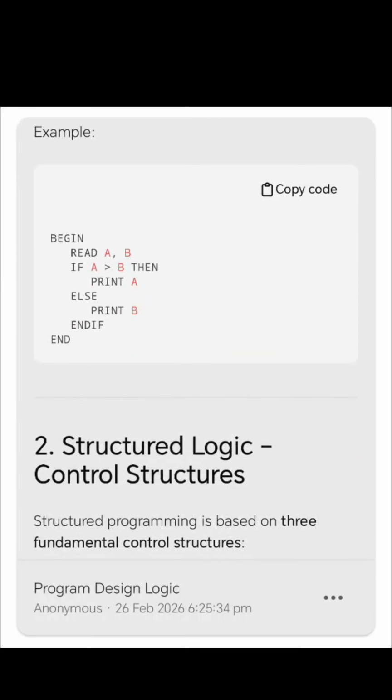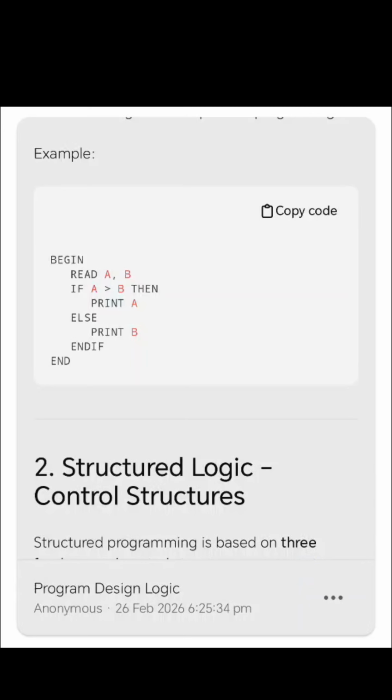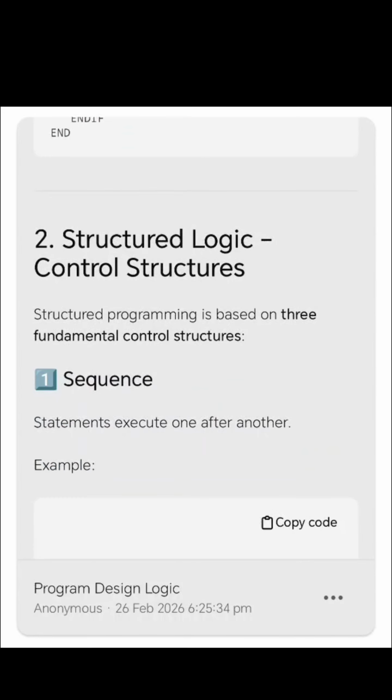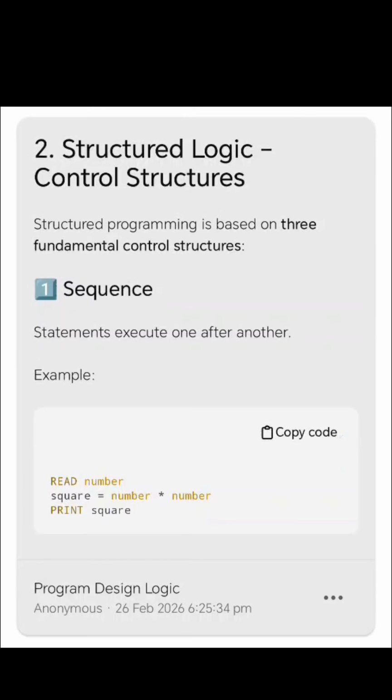Here you can see the duplicate code or false code. How can we write it? Begin, read A and B. If A greater than B, then print A, else print B, and finally end the condition. This is your pseudocode. If you are writing this code in Python, C sharp or Java, I can show you how we can write these conditions. Next, structured logic control structures means you are going to use some logic conditions.